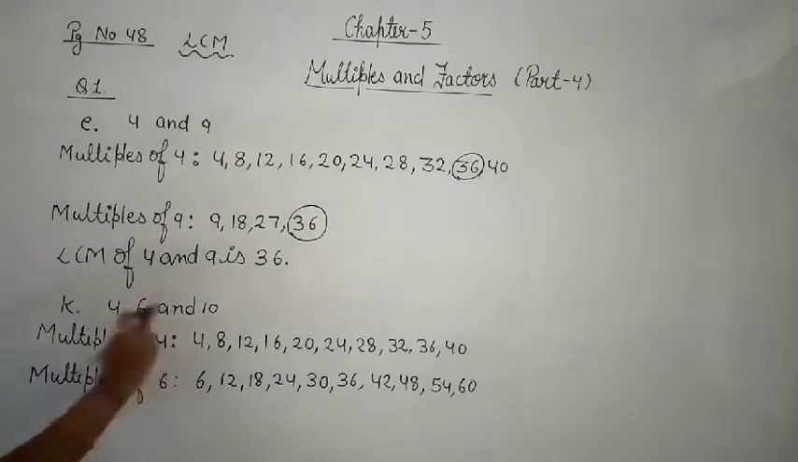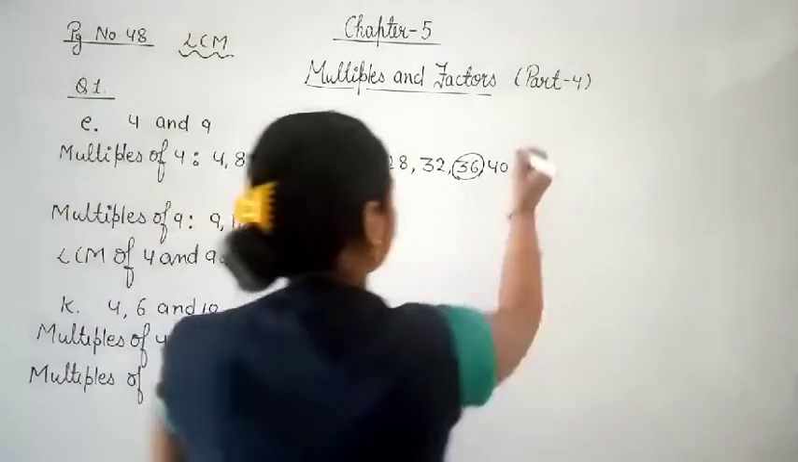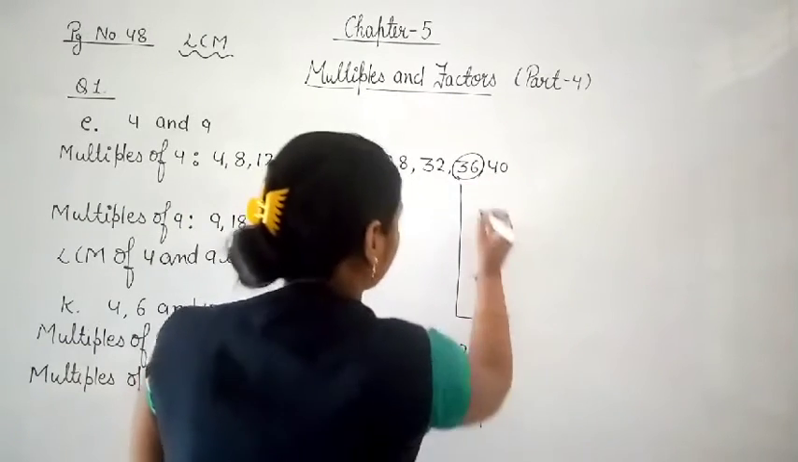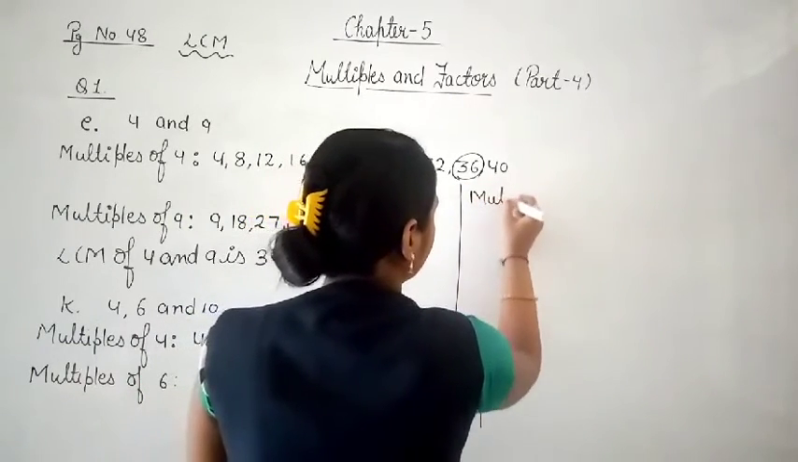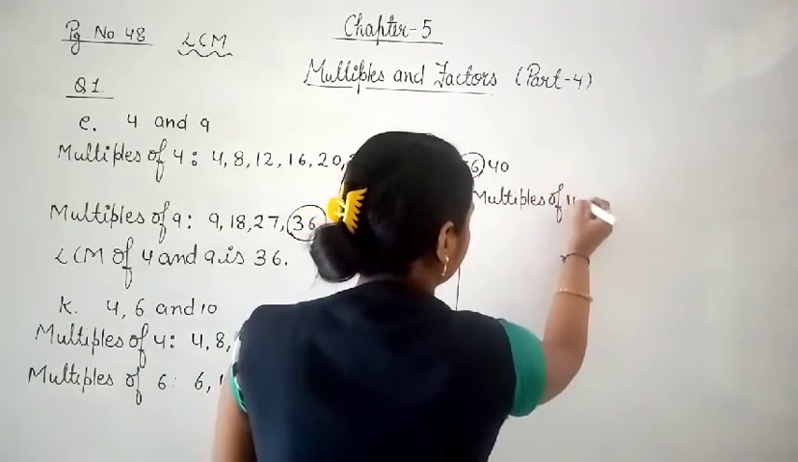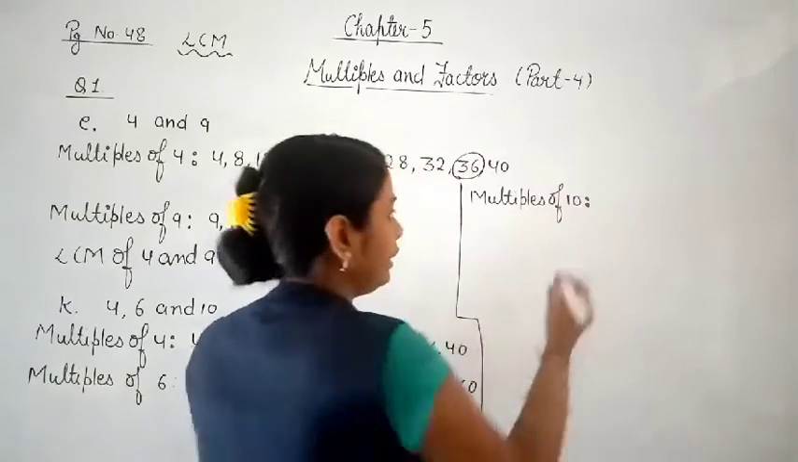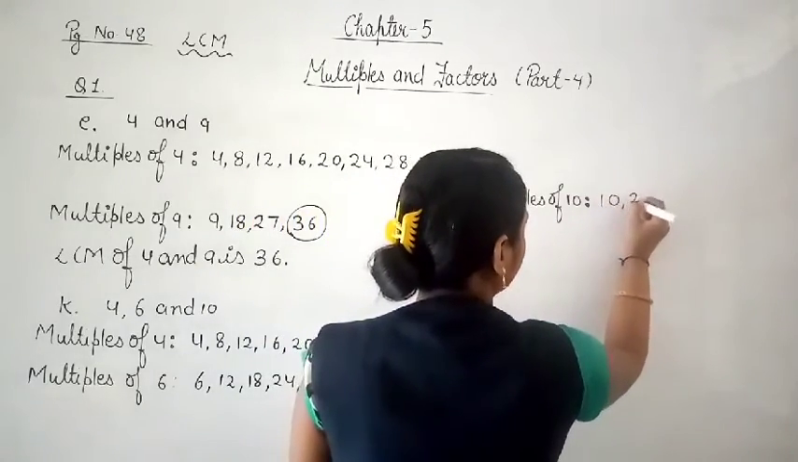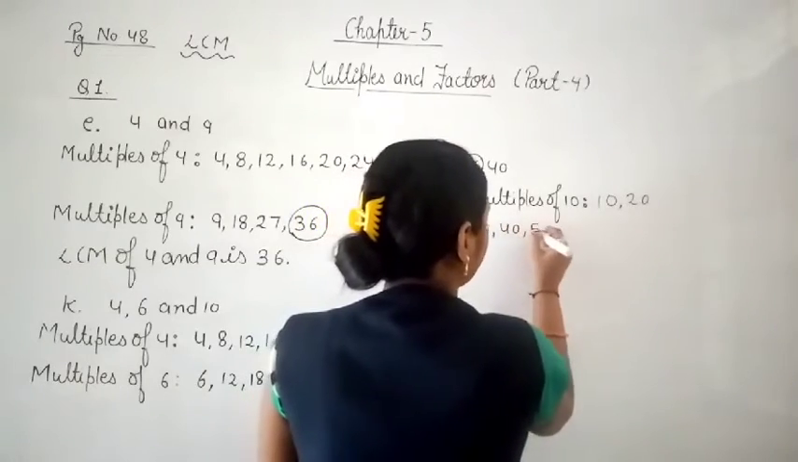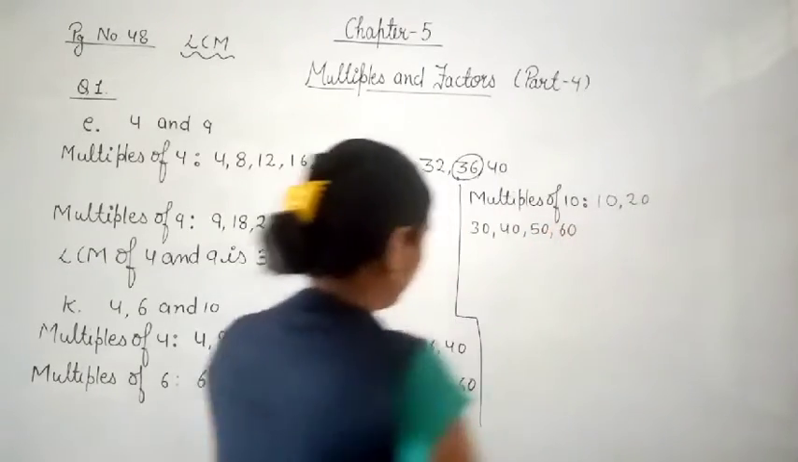Now I will write multiples of 10. I am writing it here. Multiples of 10: if I start writing, they will be 10, 20, 30, 40, 50, 60.